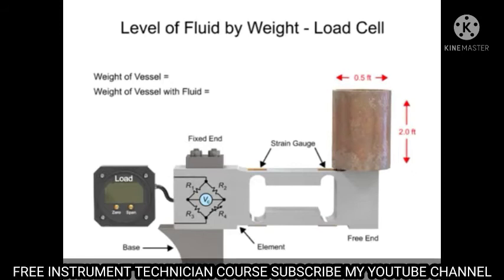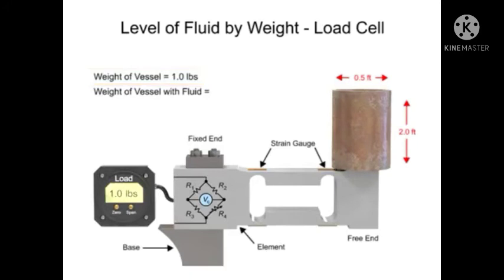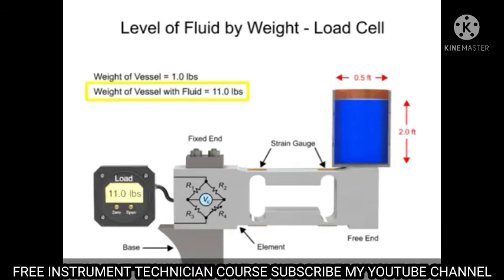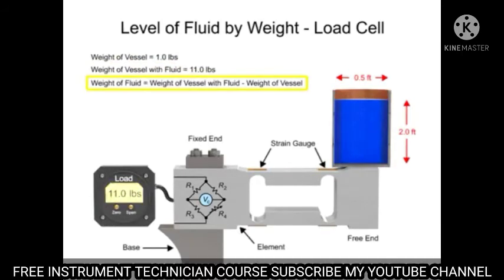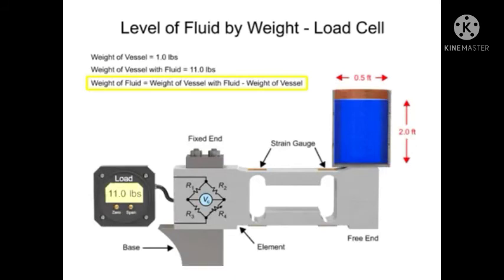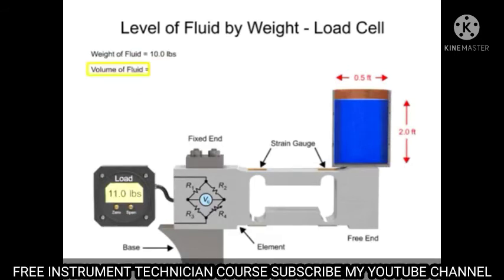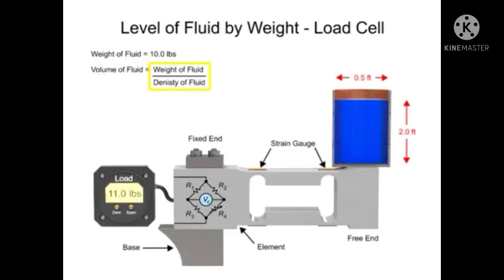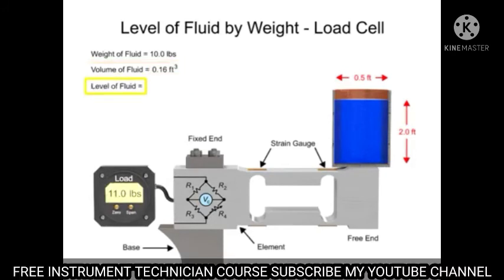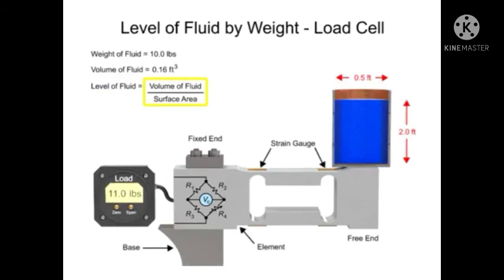The first step is measuring the weight of the vessel. Next, measure the weight of the vessel with fluid. The weight of the fluid is determined by subtracting the weight of the vessel from the weight of the vessel with fluid. The volume of the fluid is then derived by dividing the fluid weight by the density of the fluid. The level of the fluid is finally calculated by dividing the volume of the fluid by the surface area.